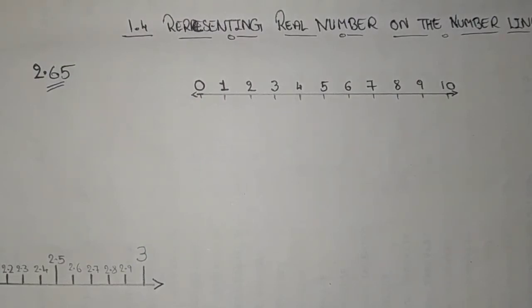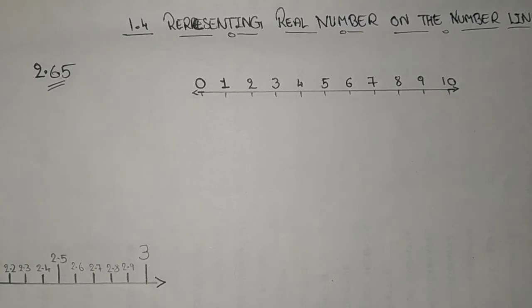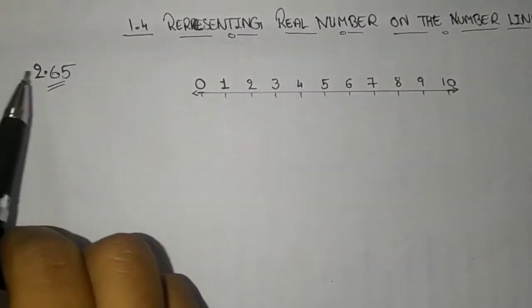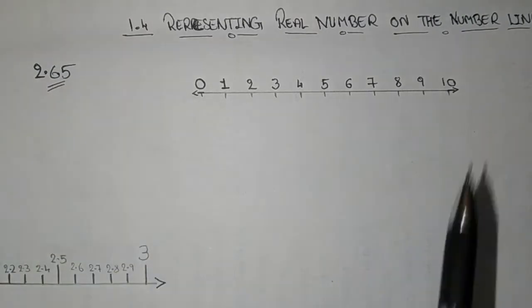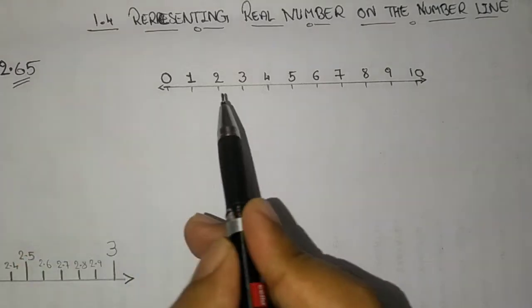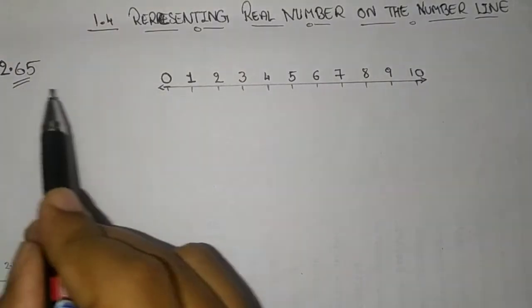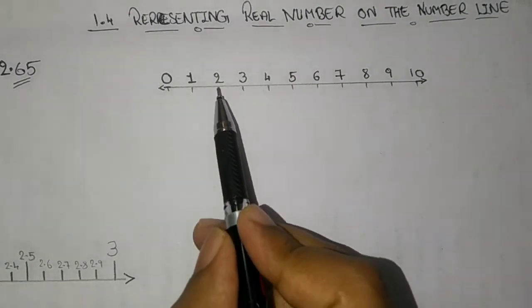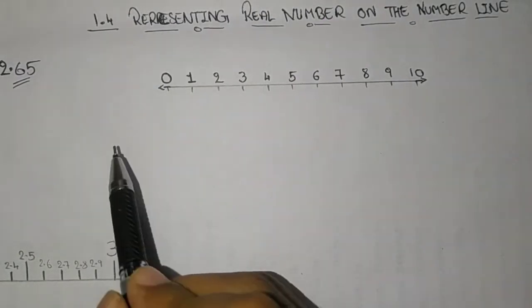We need not teach you again and again, but you should recognize this with confidence. That's required. I am going to visualize 2.65 on a given number line. First step, where does 2.65 lie? It lies between 2 and 3.